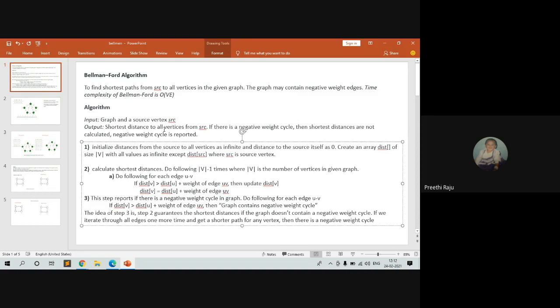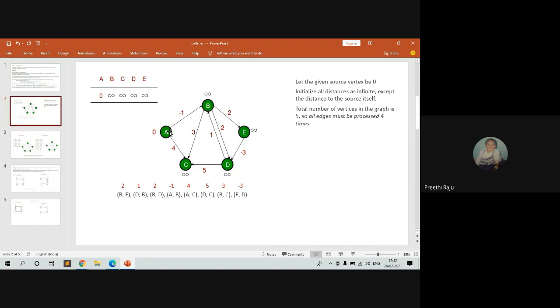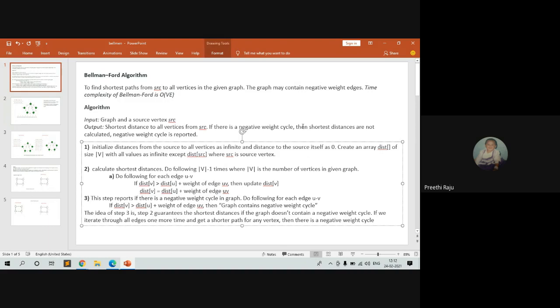Now first, that's what is given. Initialize the distance from the source to all the vertices as infinite. Here, A is given as the source node. So for A to itself, it is zero; to itself, the shortest path is zero. And for all other nodes, from A to B, A to C, A to D, and A to E, all will be given infinity. That is done in the first step.